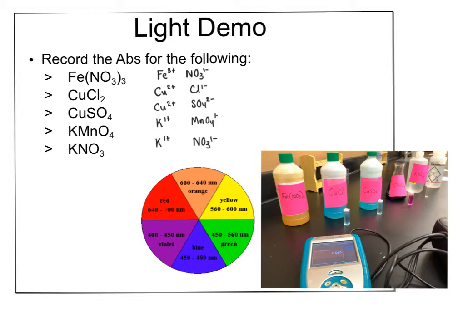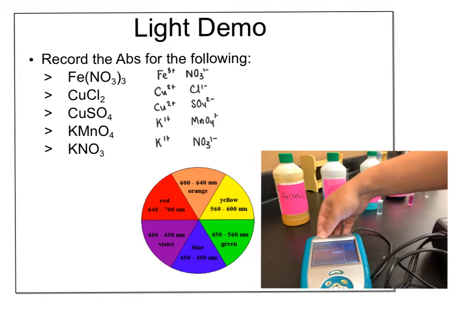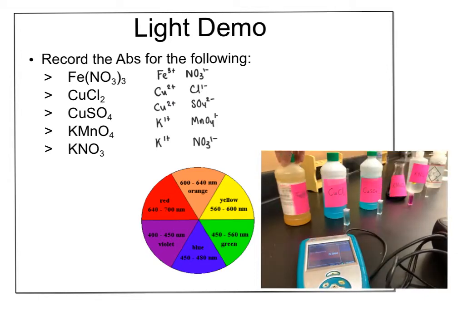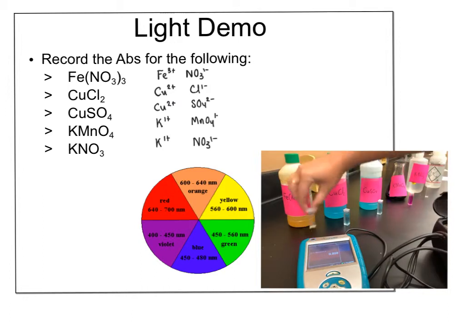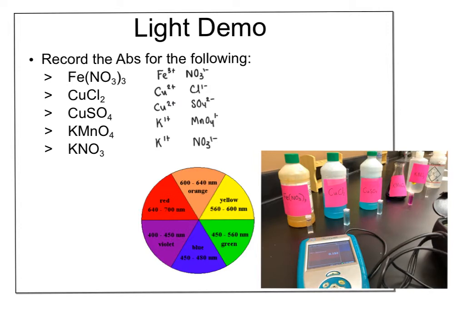I see an absorbance of 0.066, and it's kind of this orangey yellowy color. All right, now we're going to the blue, so I need to be at 600 for complementary. Calibrate that. It's thinking, there we go. Calibrated. So anytime you change the wavelength, you need to calibrate with water.